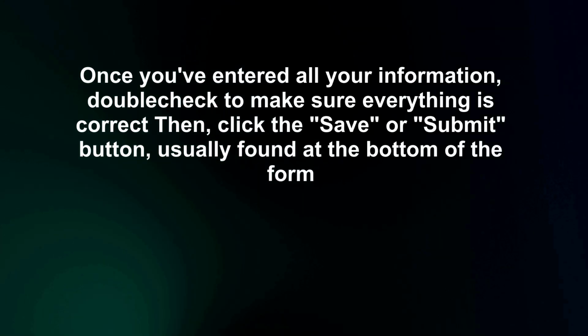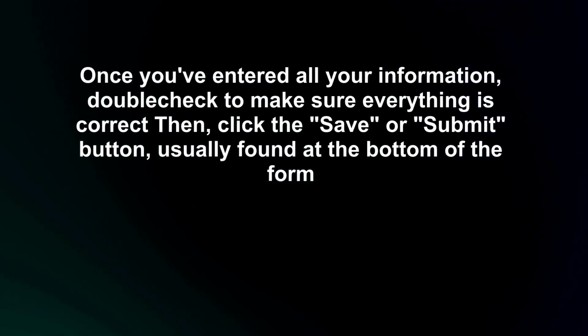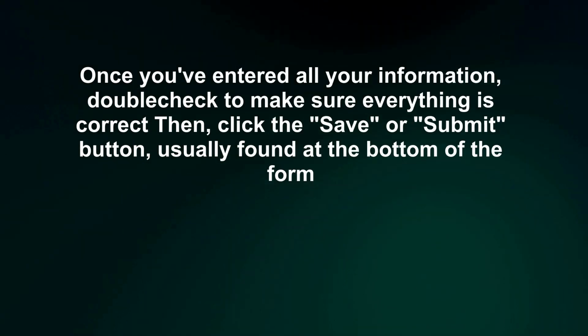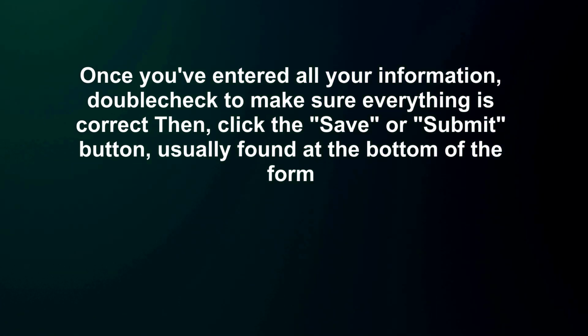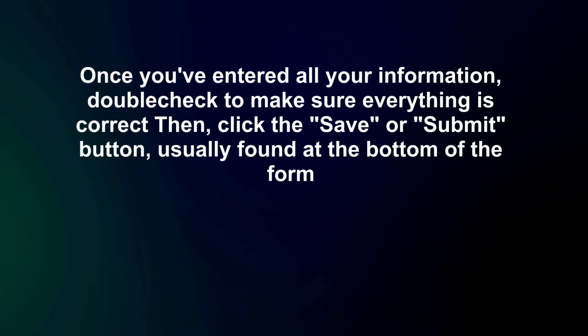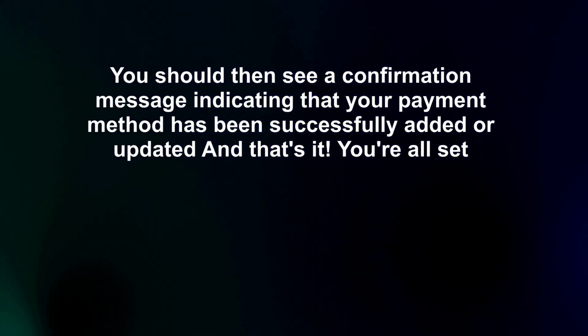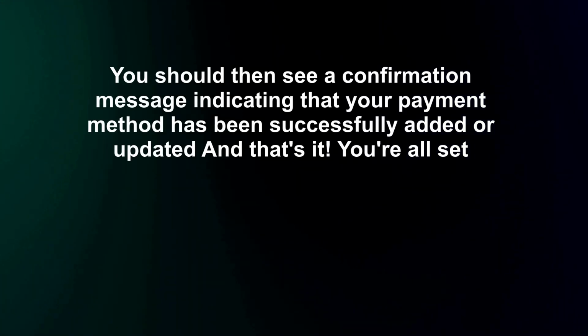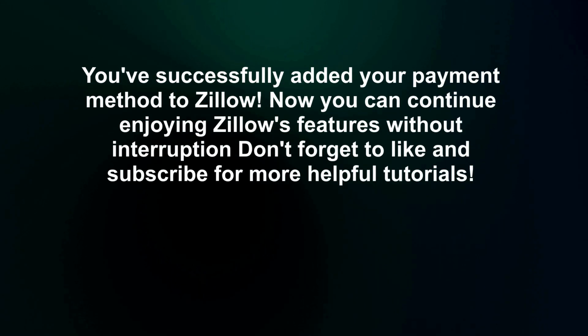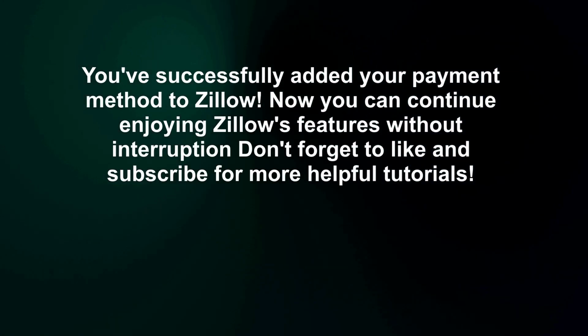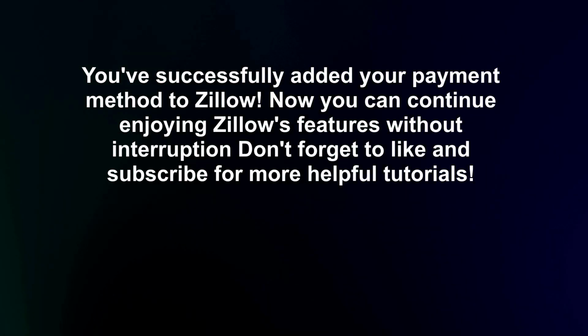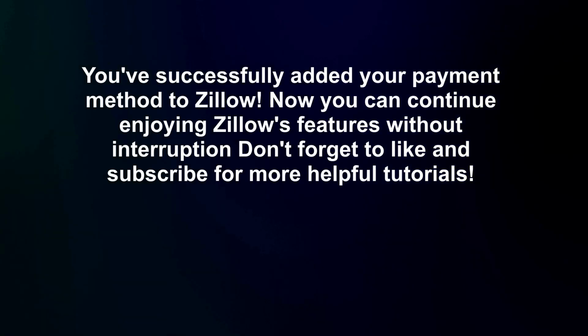Once you've entered all your information, double-check to make sure everything is correct. Then, click the Save or Submit button, usually found at the bottom of the form. You should then see a confirmation message indicating that your payment method has been successfully added or updated, and that's it. You're all set. You've successfully added your payment method to Zillow. Now you can continue enjoying Zillow's features without interruption.